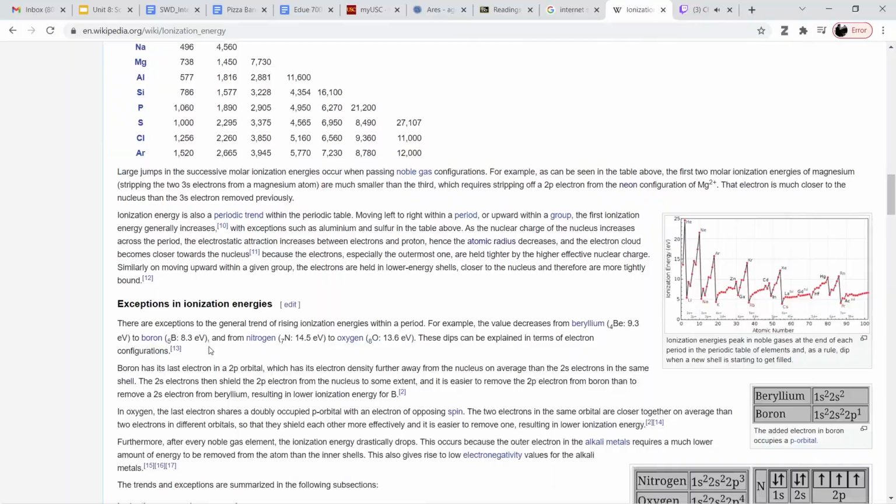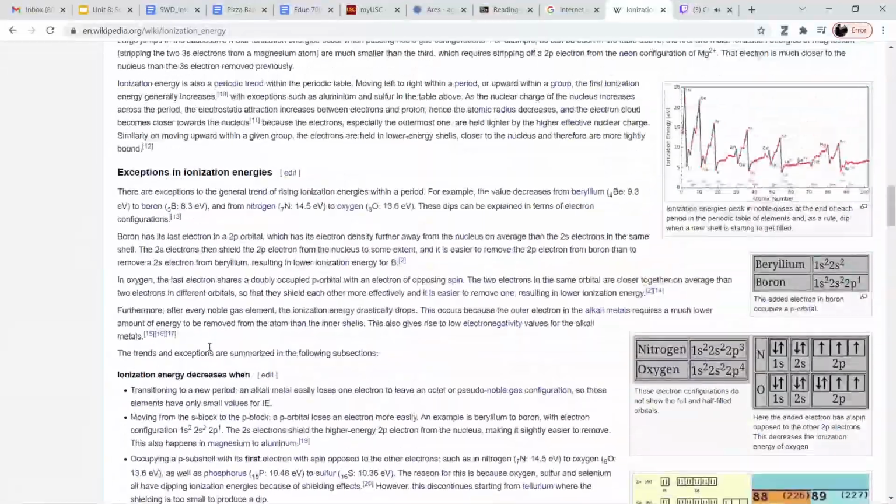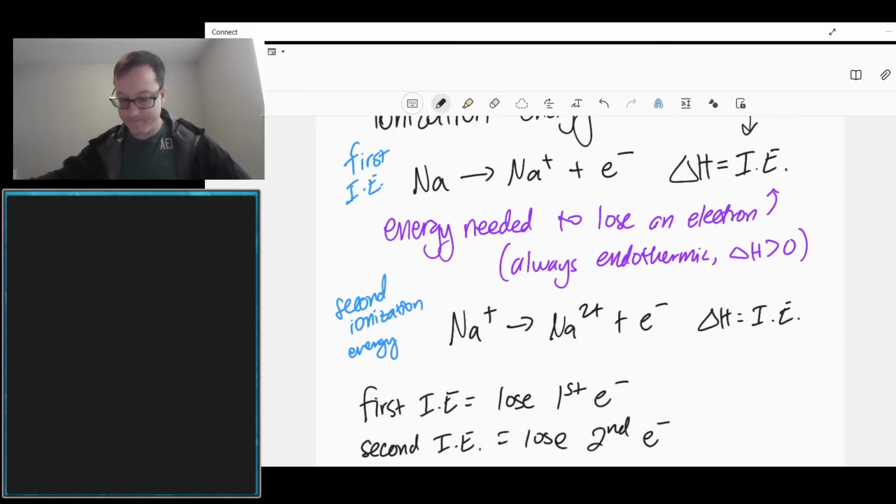So let's see, do we have any other big data tables here? I was hoping we would. Oh well, I guess this is all we have. So with this, swap back over.